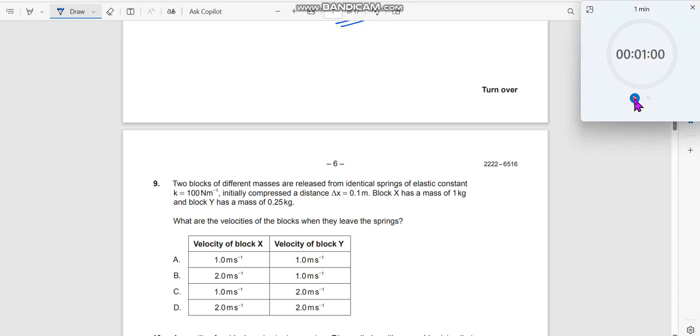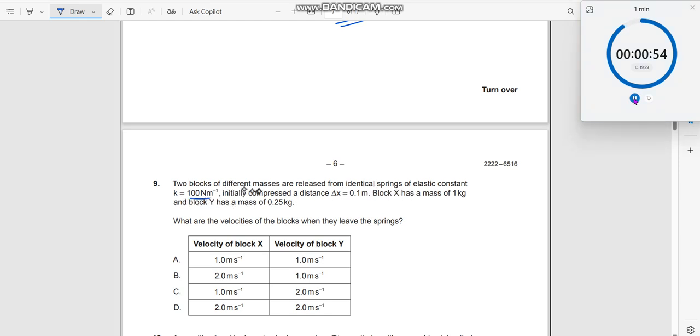Okay, two blocks of different masses are released from identical springs of elastic constant K equal to 100 Newton per meter. There are two blocks, which means the masses should be different. Block X has a mass of 1 kg, M1 is given, and M2 is given over here. Released from identical springs, which means K1 should be equal to K2, with elastic spring constant equal to 100. This is also given to you.